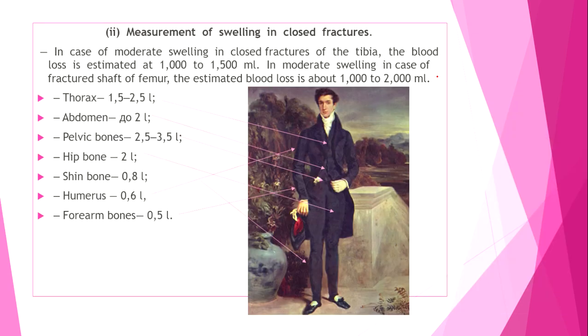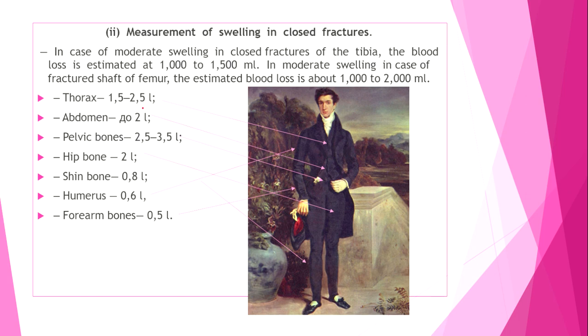Second, measurement of swelling in closed fractures. Not only in case of fractures, but if we have severe trauma and we expect fracture, we use this method too. In case of moderate swelling in closed fractures of the tibia, blood loss is estimated at 1,500 milliliters. In moderate swelling in case of a fractured shaft of femur, it estimates blood loss at about 2,000 milliliters.